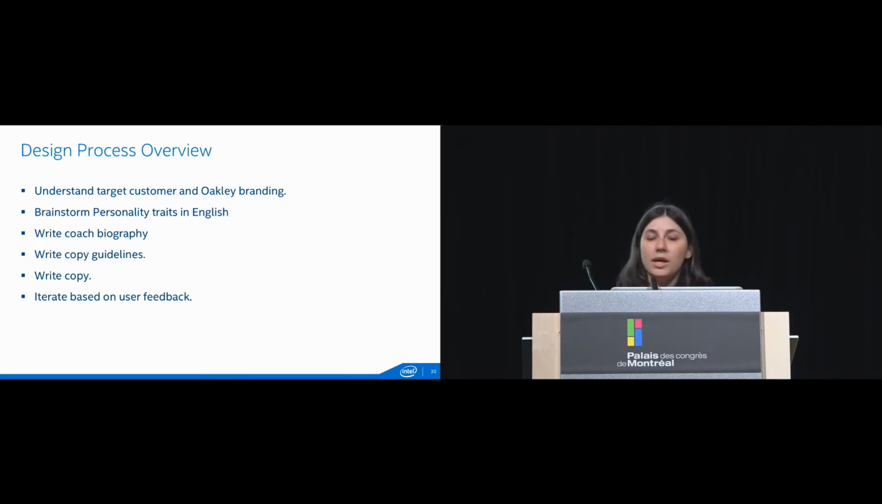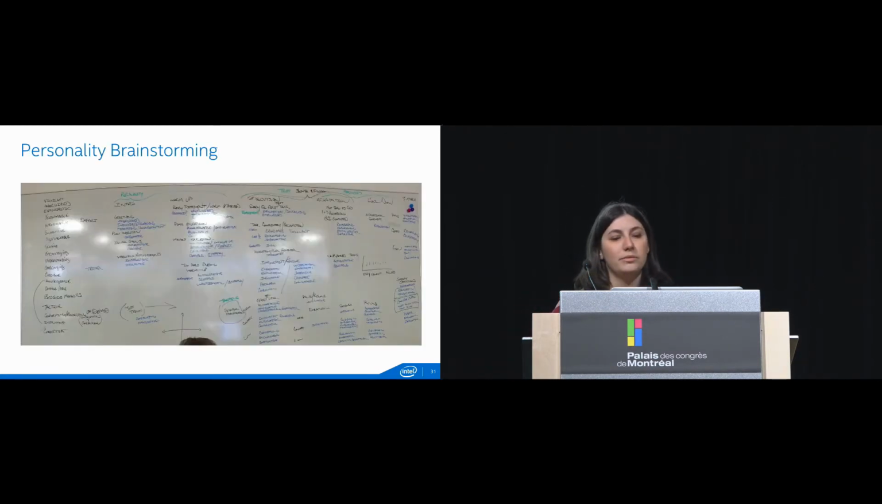We wrote copy guidelines and then the copy itself, and then we iterated based on user feedback. We actually did a lot of focus groups. So what did personality brainstorming look like? That's what it looked like.